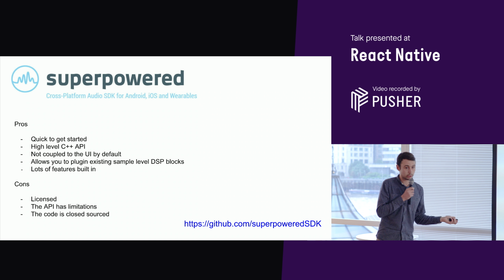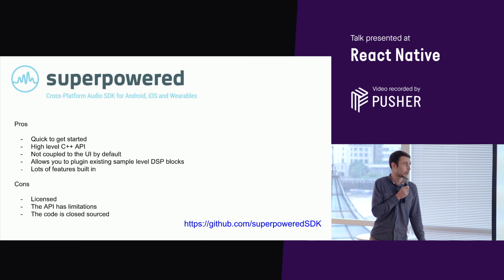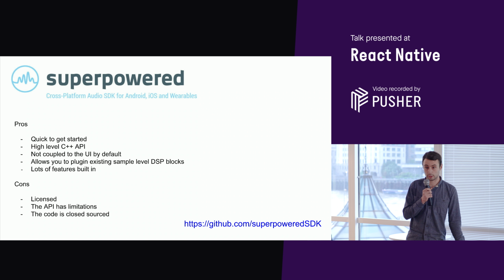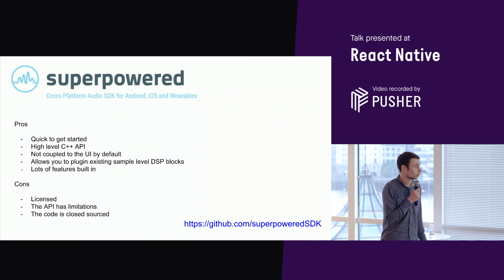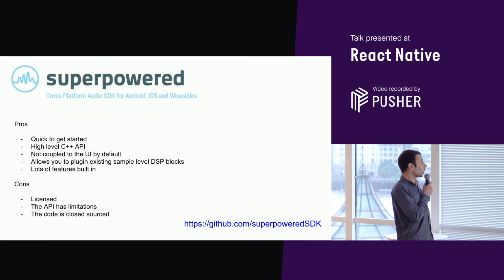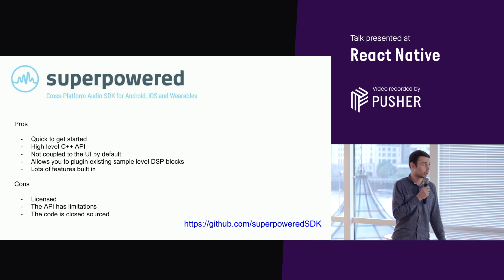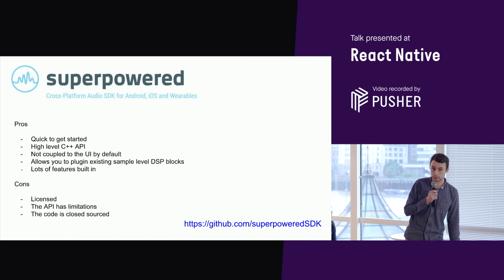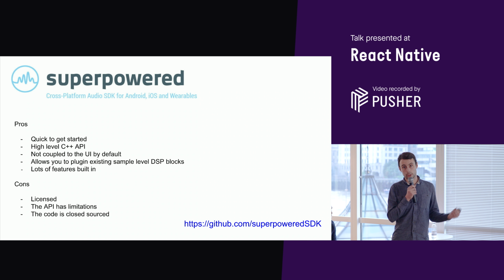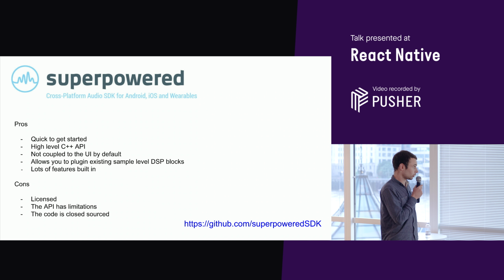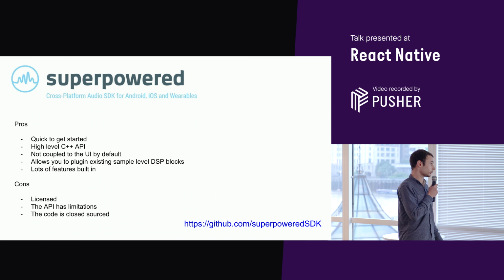Okay, so the first library that I'd like to present to you today is called Superpowered. It's a cross-platform audio engine library for iOS, Android, and also wearables and desktop. It runs on several different platforms. The pros of this library: out of the 3, it's the quickest to get started with. It's got a high-level C++ API. You can open up an audio source, tell it to loop between 2 points, and it will just constantly loop between those points. That's quite a high-level API in terms of how C++ DSP code works.